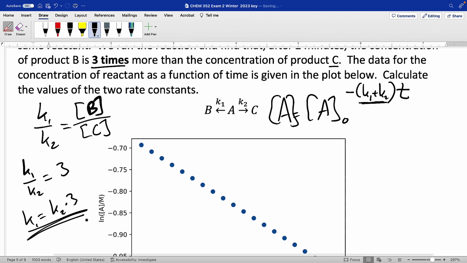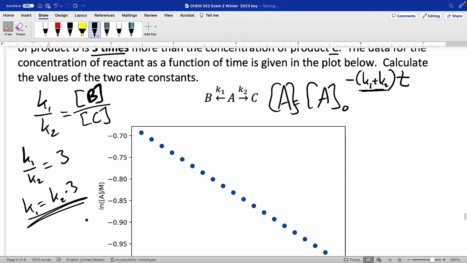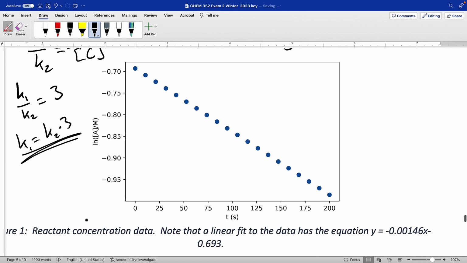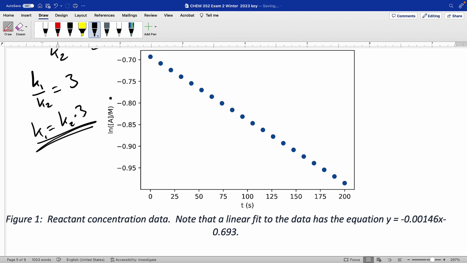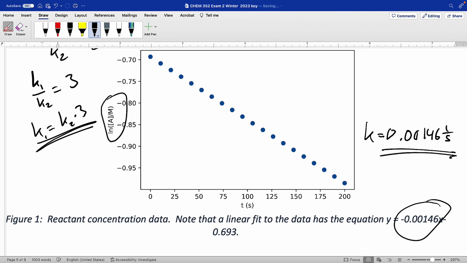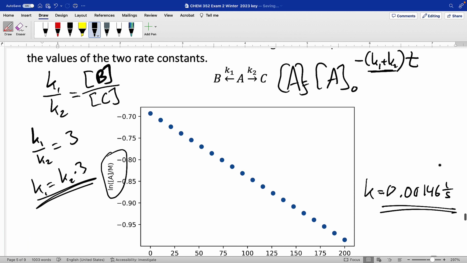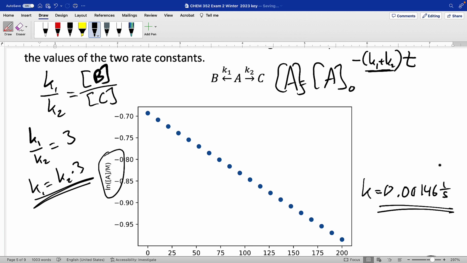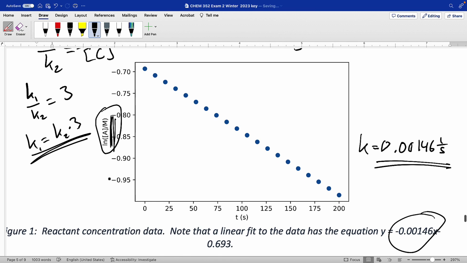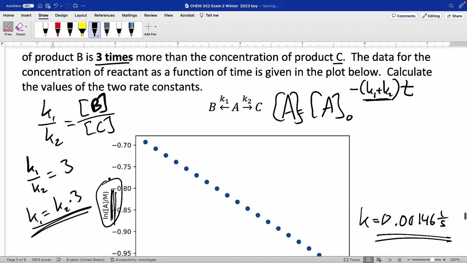Well, that's an equation, but we need another equation. But we have one. Here's how we have one. If we look at this, we have a linear fit, and of course it's logarithmic, which we saw earlier. That means it's first order. What is this slope? We know the slope is equal to k. So we can say the negative of the slope is equal to k. So we can say 0.00146 reciprocal seconds. That's the units we're going to get for this slope. That's a k, but which k is it? Well, that's the total k. That's the overall amount that A is being drained, because this is the log of the concentration of A over time, right? So that must be the sum of those two rate constants.